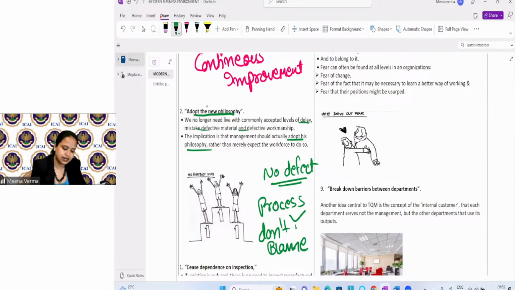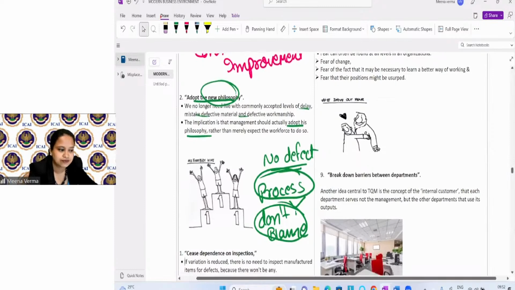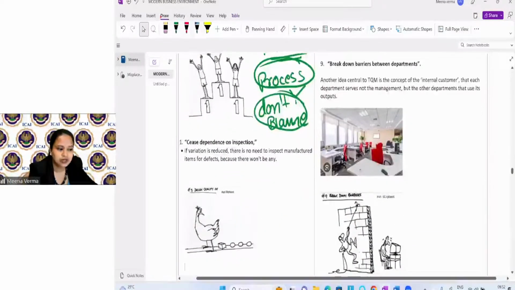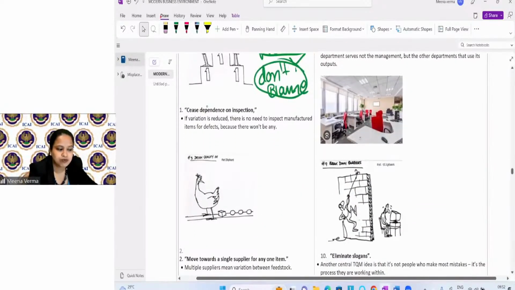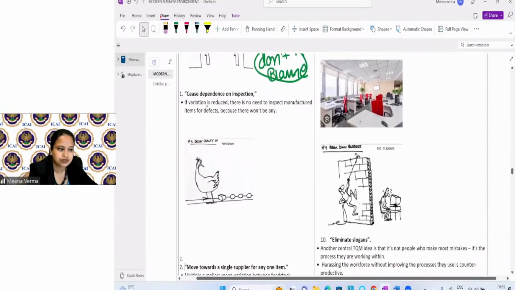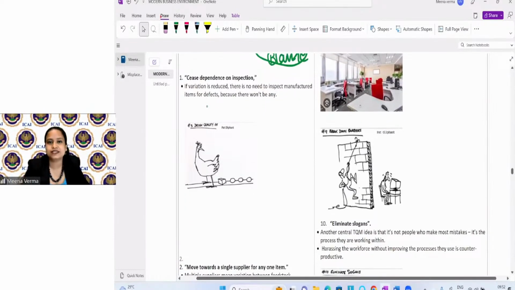So the point is that we adopt a new philosophy. New philosophy means don't allow defective units. Don't allow mistakes or defective units to be produced in the company. Focus on improving the process of the organization. Don't blame the employee for any defect or mistake. Actually, it is not the employee who is responsible for defects, right? Okay, next is cease dependency on inspection.